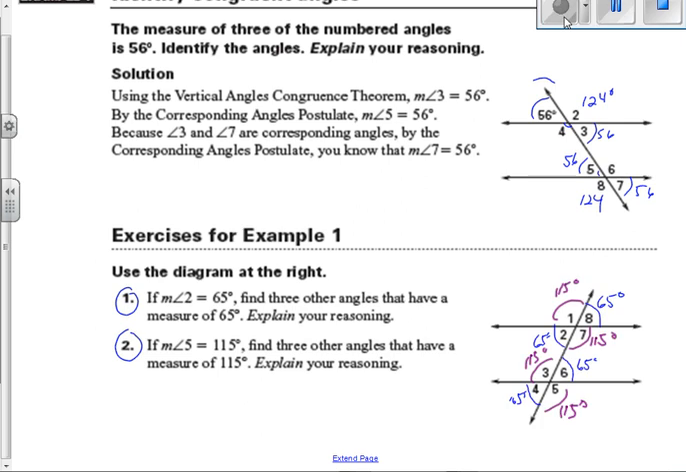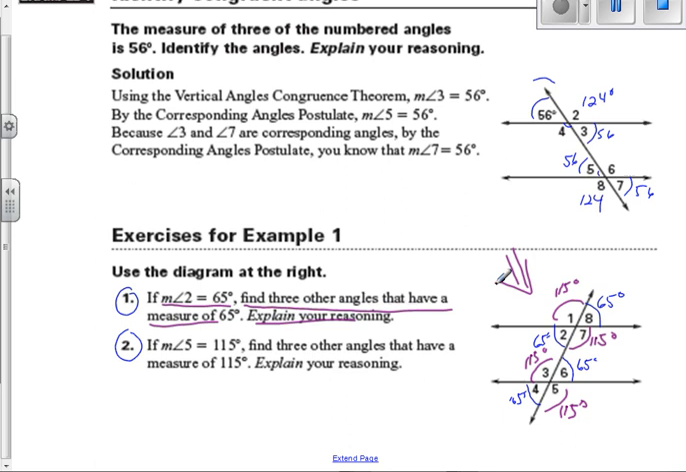All right, so let's look at this real quick. Number 1 says, if the measure of angle 2 is 65 degrees, find the other angles that have the same measure of 65 degrees and explain your reasoning. So I went ahead and I'm using blue on this one. I know that 2 and 8 are 65 degrees, and that would be because of vertical angles. I know that 2 and 6 because of alternate interior angles. I know that 2 and 4 would be congruent because of corresponding angles. 4 and 6 are congruent because of vertical. So there's multiple reasoning here to be able to find all these other values.